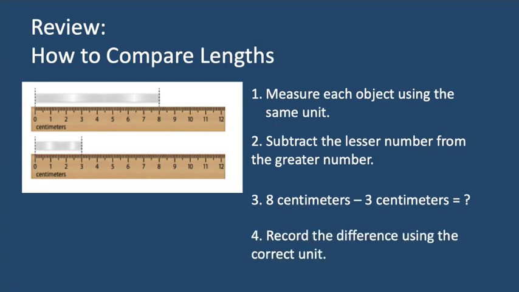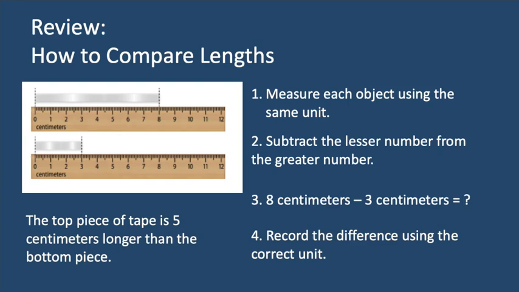Then you'll want to record the difference using the correct unit. So for this example, the top piece of tape is 5 centimeters longer than the bottom piece of tape. Or we could say the bottom piece of tape is 5 centimeters shorter than the top piece of tape.